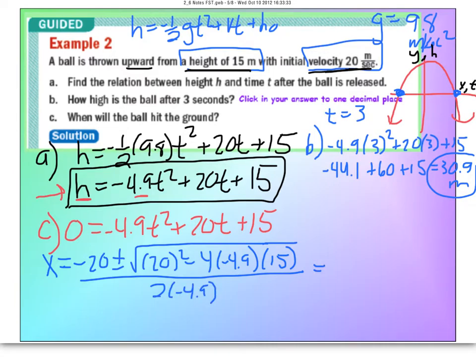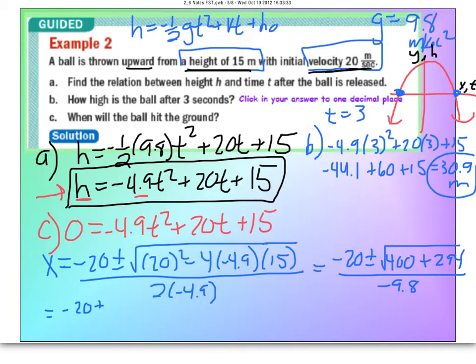When we first start our simplification, it's going to be negative 20 plus or minus the square root of 400 plus 294, all over negative 9.8. And that's going to give us negative 20 plus or minus, I'm going to take the square root of these two combined values. So the square root of 694 actually gives us 26.34. And then we're going to take all of that and divide by negative 9.8.